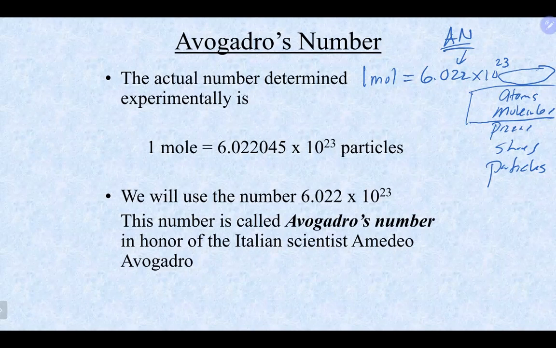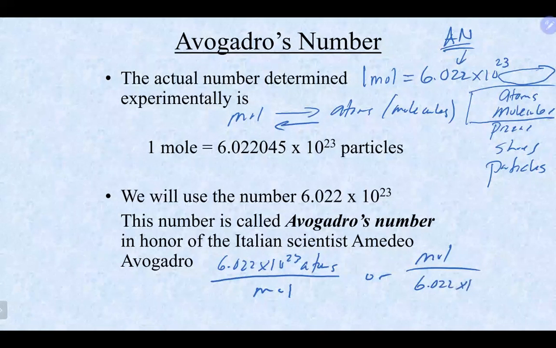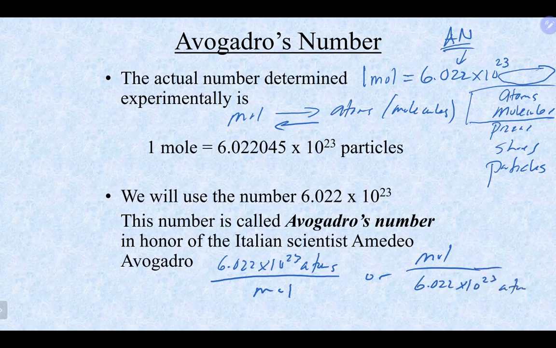We use this as a conversion factor to go from moles to atoms or molecules and back. Basically, you could say there are 6.022 times 10 to the 23 atoms over a mole, or you could use it as a conversion factor where moles are up on top, and 6.022 times 10 to the 23 atoms or molecules are on the bottom. It is important, obviously, to make sure that you use your exponent button when you're using Avogadro's number on your calculator so that you punch it in correctly.